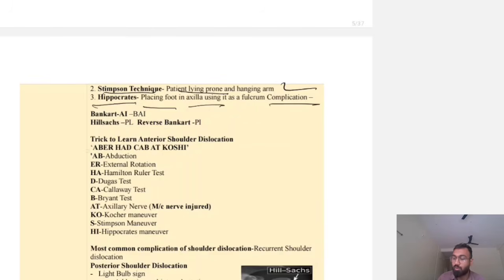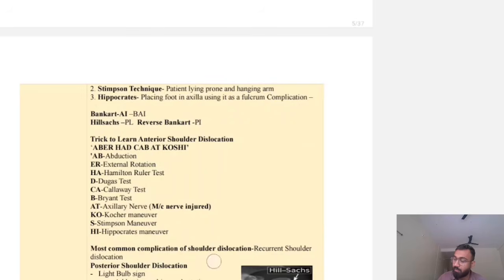Now the complications. The complication is Bankard lesion, that is an anteroinferior lesion. Hill-Sachs is a posterolateral lesion. So what are these? Let's assume this is the glenoid, this is the shoulder joint, this is the humerus. Now the shoulder joint is dislocated anteriorly. So the humerus goes anterior and rubs the glenoid at the anteroinferior level. Because it is disrupting this labrum, it is known as Bankard lesion. It is present at the anteroinferior side. Reverse Bankard is at the posteroinferior level. Hill-Sachs is at the posterolateral level.